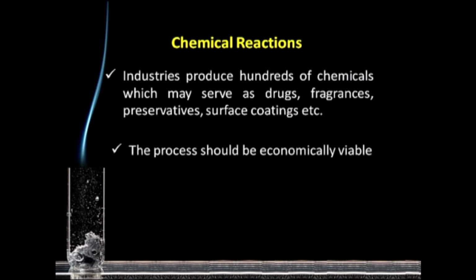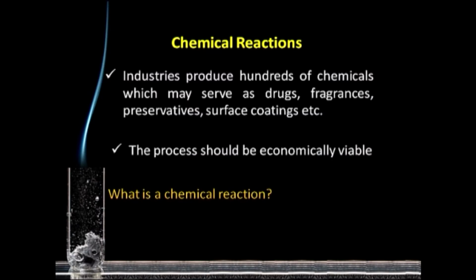The process should be economically viable for a chemical reaction to be successful. And one factor that influences the economics is the rate of a chemical reaction. What is a chemical reaction after all? A chemical reaction is nothing but, simply put, making and breaking of bonds. Smaller molecules join together to give a bigger molecule, or a bigger molecule we break into smaller molecules.